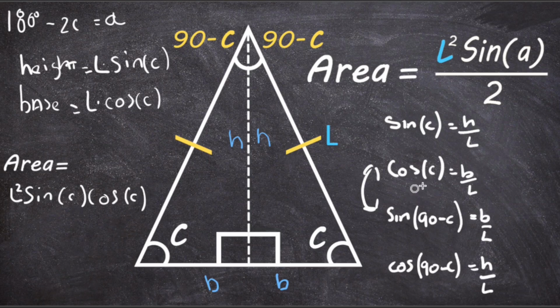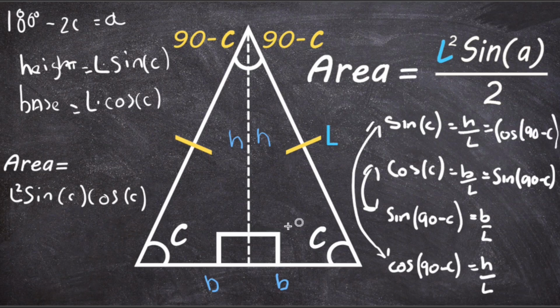If you look at these two, you'll notice that they give the same value, b over L. So that means that cosine of C is exactly the same value as sine of 90 minus C, because both of them give b over L as their value. And the same is true of these two. Sine of C equals h over L, but cosine of 90 minus C equals h over L. Sine of C and cosine of 90 minus C are the same value.